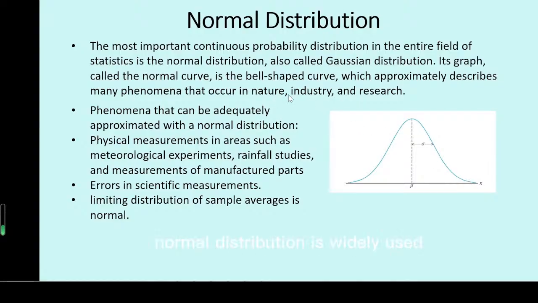The normal distribution is widely used because it can describe many phenomena in nature, industry, and research. For example, physical measurements in areas such as meteorological experiments and rainfall studies, and many other phenomena. And it is the limiting distribution of many other distributions; the average, or sample mean, of many kinds of random variables can be modeled as a normal distribution.